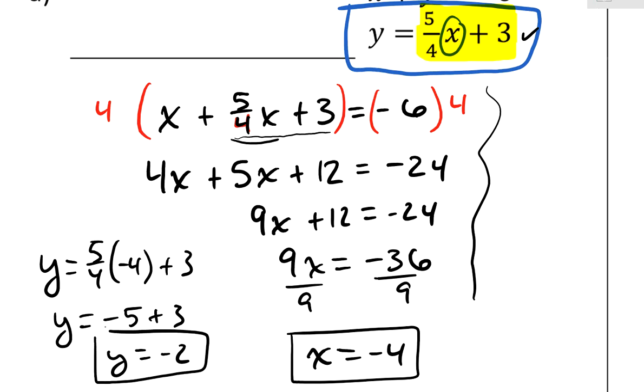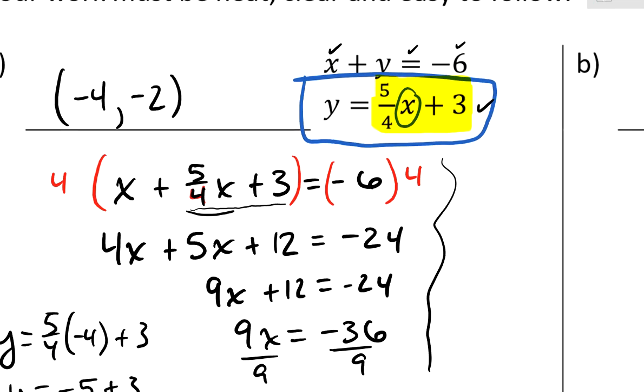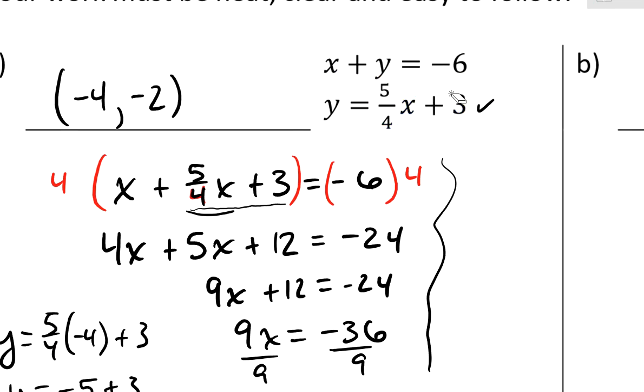So I believe I have my x and y's. And I'm going to go ahead and write that as an ordered pair. I think my solution is x is negative 4 and y is negative 2. But I want to check that against my original equations, both of them. I'll clean these up so I can look at them here.